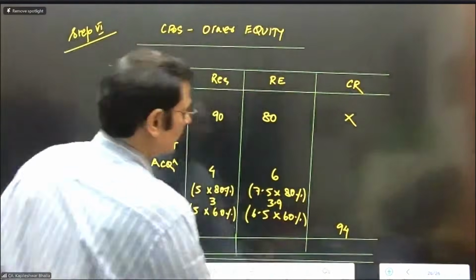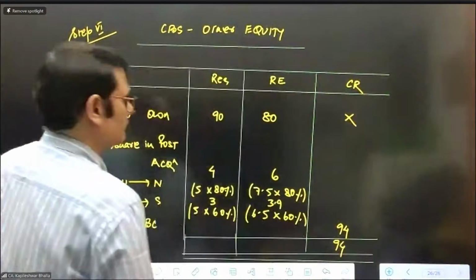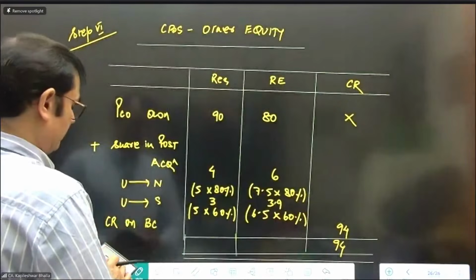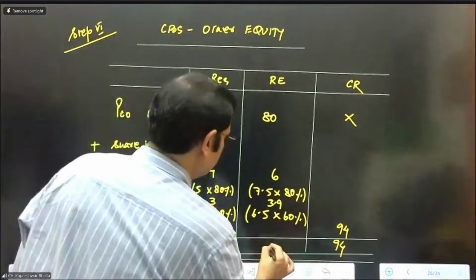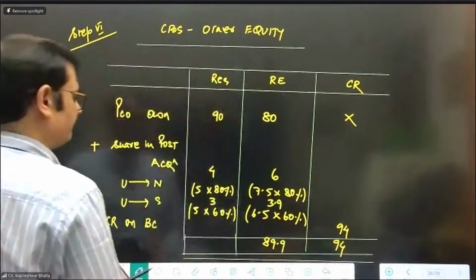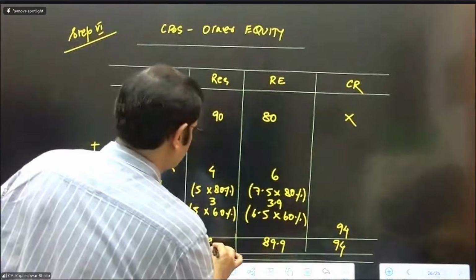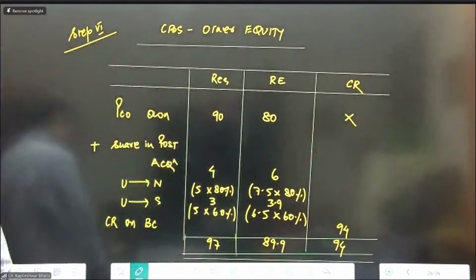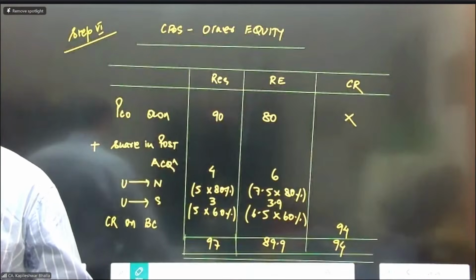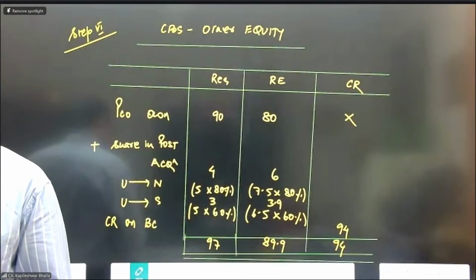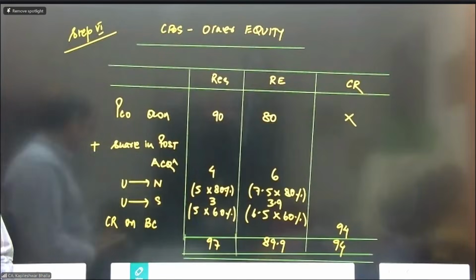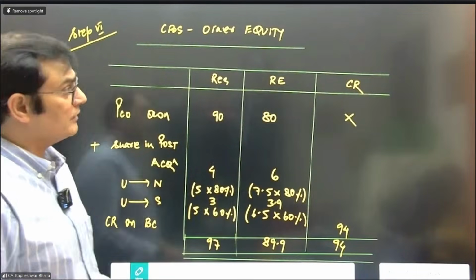So this is 94 only. 80 plus 9.9, that's 89.9. And that's, I think, 97. I think that's all which is there on the liability side, I guess. So this is 97, that's 89.9, and we got a capital reserve. Now let's, I think, make the consolidated balance sheet.